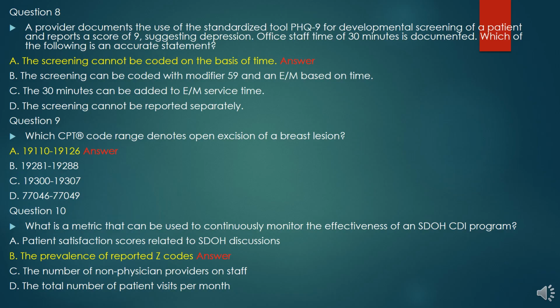Question 10. What is a metric that can be used to continuously monitor the effectiveness of an SDOH CDI program? A. Patient satisfaction scores related to SDOH discussions. B. The prevalence of reported Z codes. C. The number of non-physician providers on staff. D. The total number of patient visits per month.